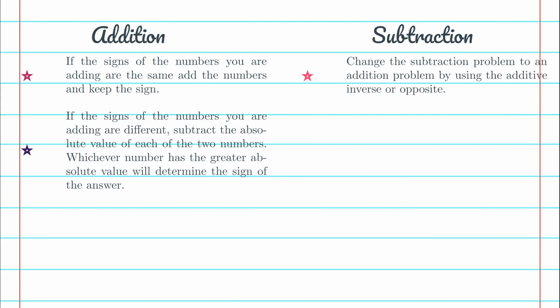We'll now solve some examples to understand these rules in detail. Let's start with the first example of addition. We have negative 10 plus 4. Now we know that the signs of these numbers are different. As per rule number 2 of addition, we subtract the absolute values of each of these two numbers.